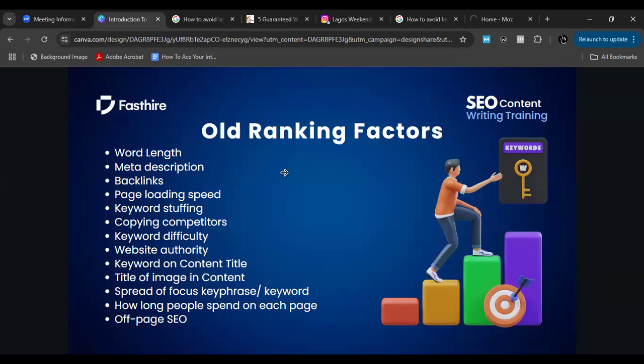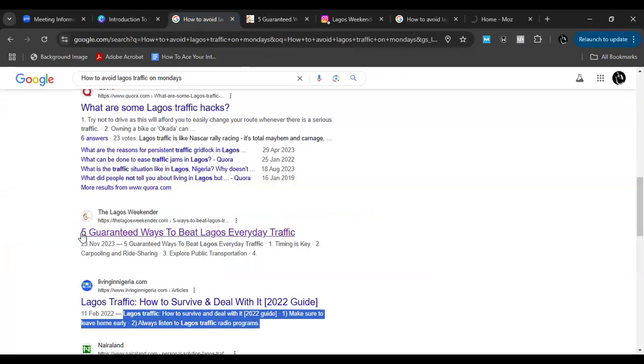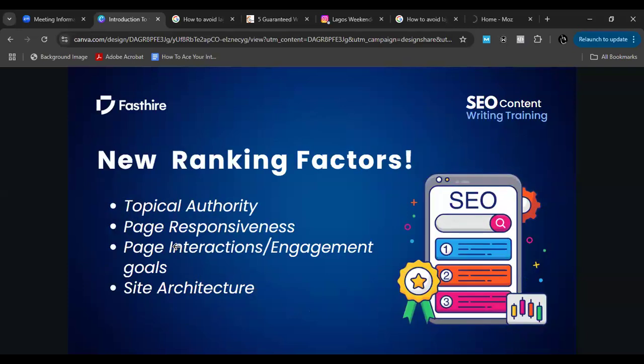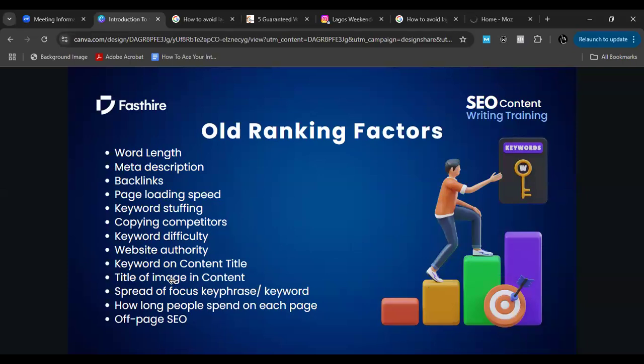Keyword in content title, this also still works. Remember what I told you, for instance, this content, 5 guaranteed ways to beat Lagos everyday traffic. You see, the focus keywords for this content are Lagos traffic and Mondays. If you look at this topic, you can see Lagos traffic is here, Lagos traffic is here, Lagos traffic is here. So this also still holds. The keyword of your content has to be in the title, so always do that.